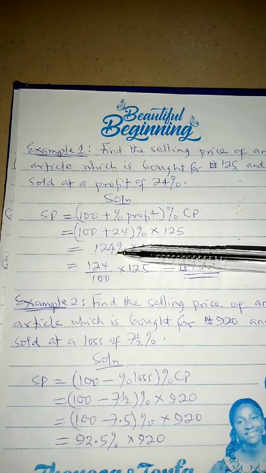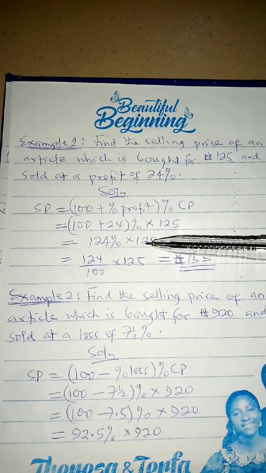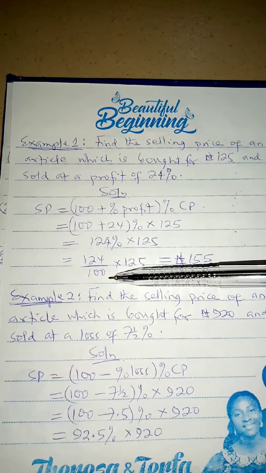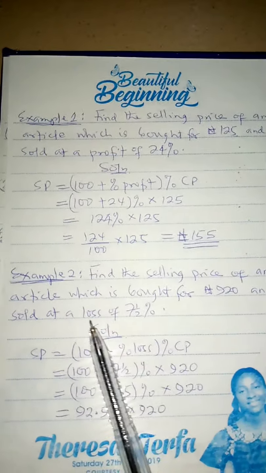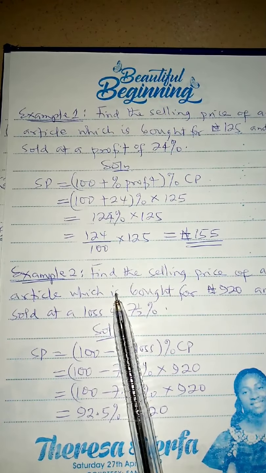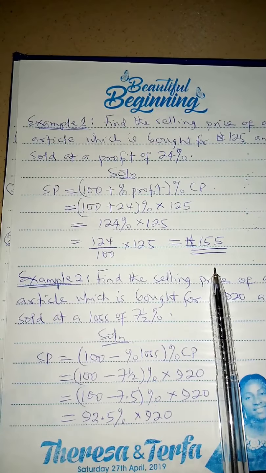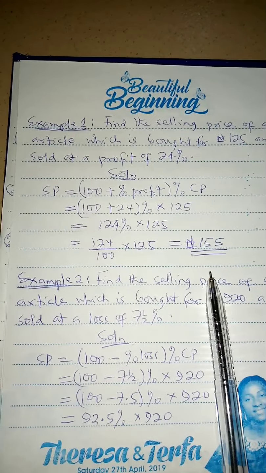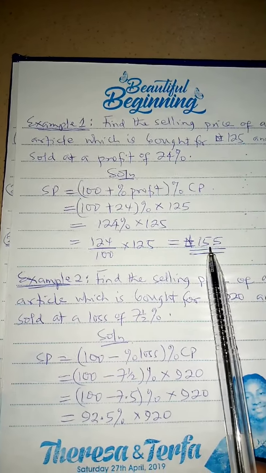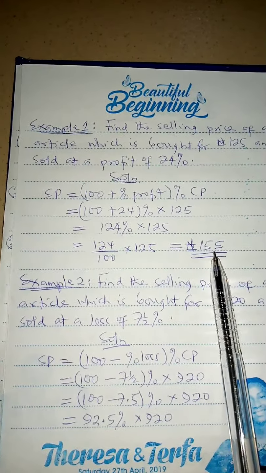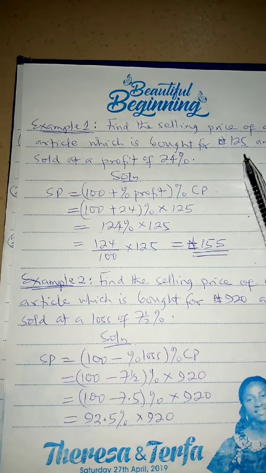This will give 124% of 125, and 124% means 124 over 100 times this. Use your calculator. You will do 124 times 125 over 100, and your final result will be 155 naira. Now, when profit is involved, the selling price will be more than the cost price, and that's what we got here. 155 naira is more than the cost price, which we got to be 125 naira.